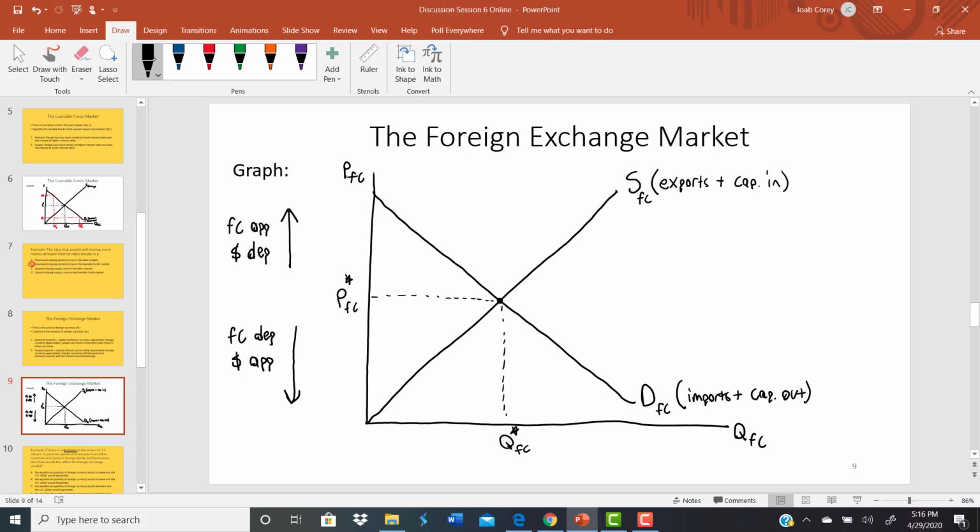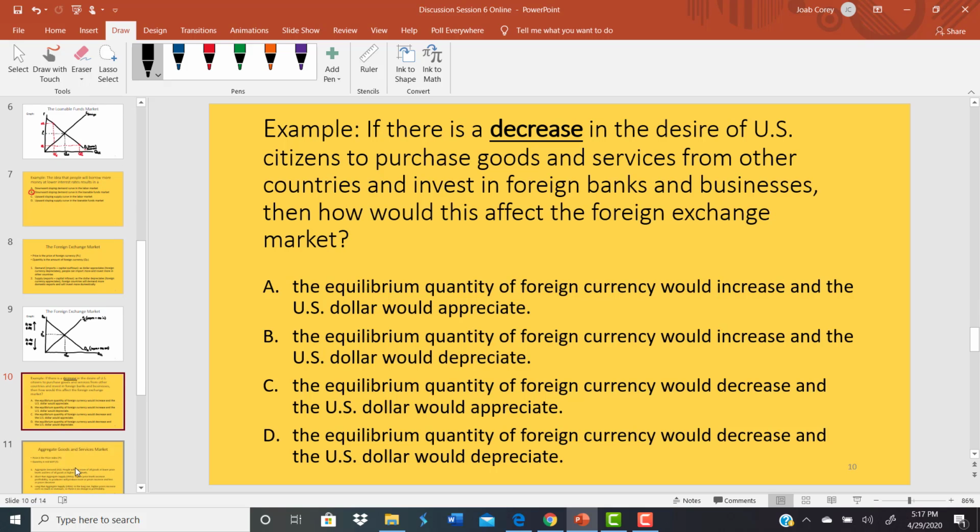So again, as you move down it, that's the foreign currency depreciating or becoming cheaper. As you move up it, that's the foreign currency appreciating or becoming more expensive. So let's go ahead and try to answer a question here, or a practice question based off of this graph.